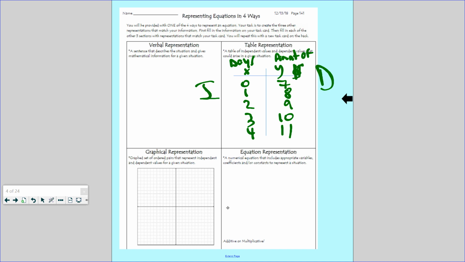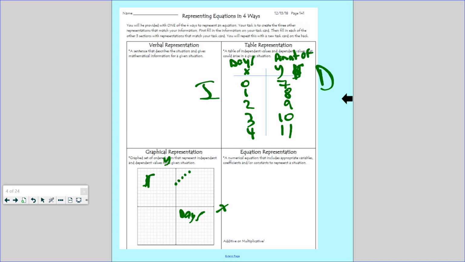So now let's graph this. So this is X, this is Y. This represents the days, and this represents the amount earned. So in 0 days, she earns 1, 2, 3, 4, 5, 6, 7. In 1 day, she earns 8. 2 days, she earned 9. 3 days, she earns 10. And 4 days, she earns 11.